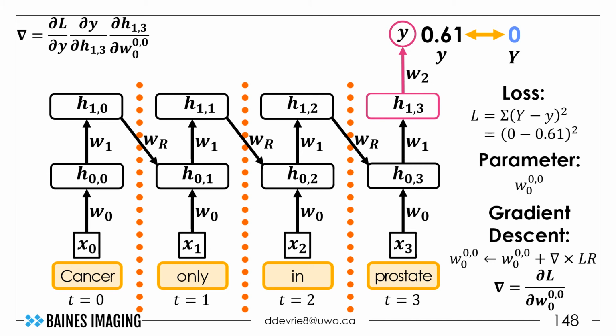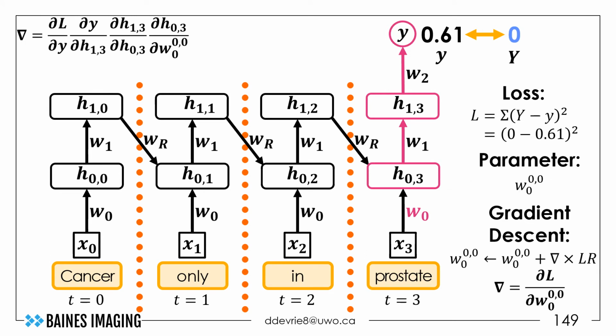And we can keep moving through our neural network. We know that y is given by the values within h subscript 1, 3, so the last hidden layer at the last time step. So then what we do is we take the derivative of y with respect to these hidden layer values, and then we take the derivative of the hidden layer values, h1, 3, with respect to the parameter we're optimizing, the w term.